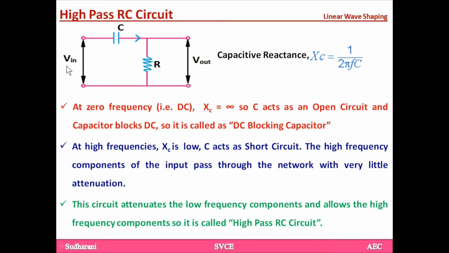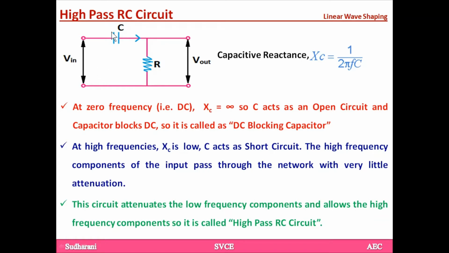If the frequency of the input signal goes on increasing, then what happens? The capacitive reactance goes on decreasing. At very high frequencies, the capacitive reactance becomes very low. Almost it acts as a short circuit. Then the high frequency components pass through the capacitor to the output. Therefore, it provides very little attenuation at high frequencies.